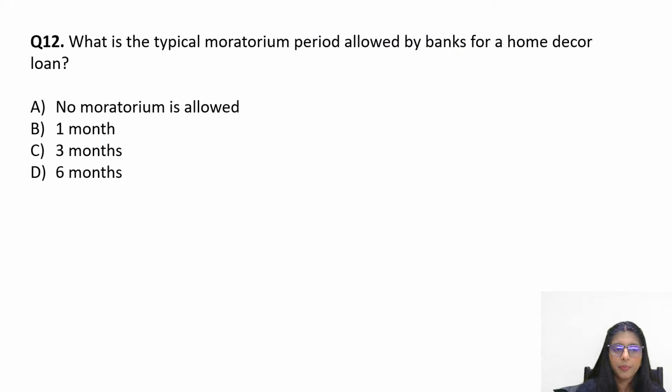What is the typical moratorium period allowed by banks for home decor loan? It is 3 months. Typical moratorium period is 3 months for home decor loan.